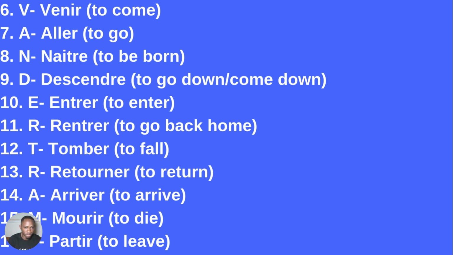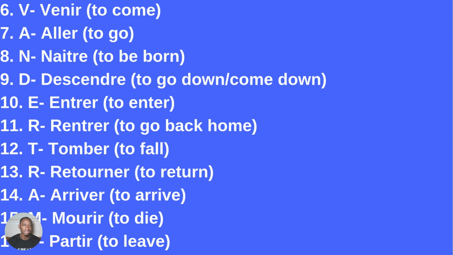And then we have descendre. Descendre means to go down or to come down, which is the opposite of monter, which is to go up. Okay. Then we have E, which is entrer. R is rentrer. Entrer means to enter. Rentrer means to go back home. So this is how it is used most times. When someone says je rentre, it means I'm going home. Okay. Tu es rentré? Have you returned home?